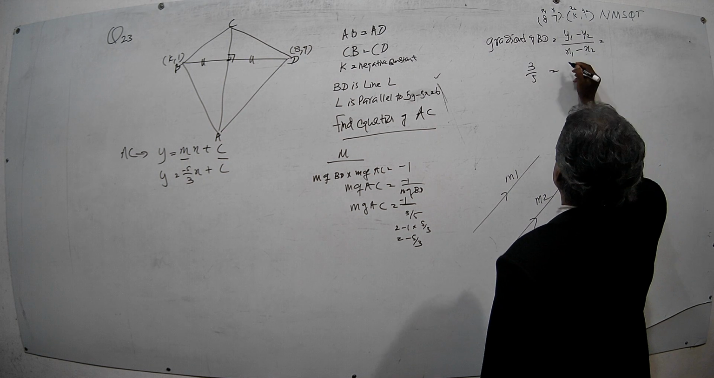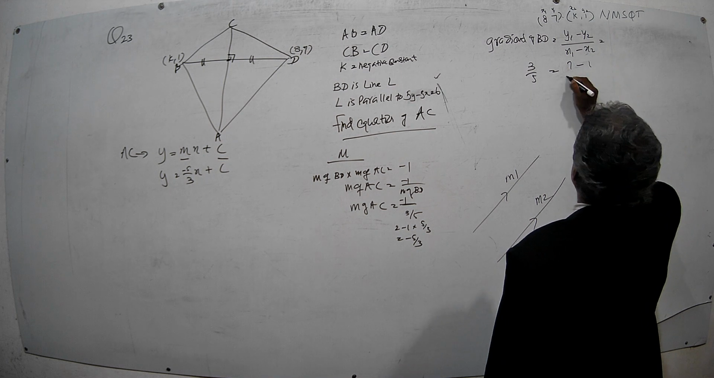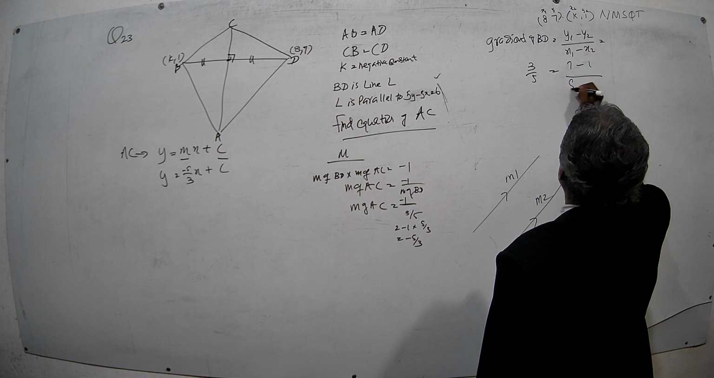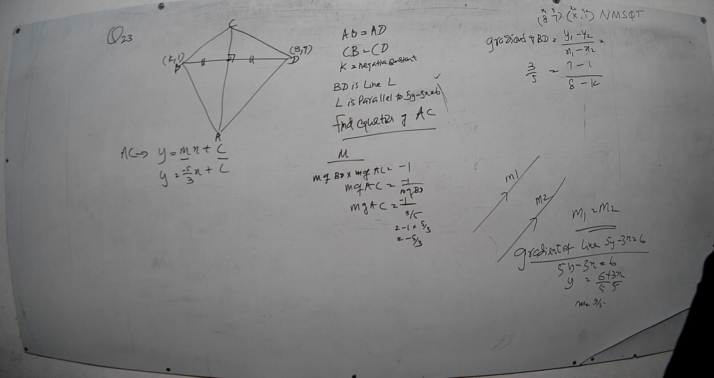So y1 is 1 and y2 is 7, so 1 minus 7 over x1, which is 8, minus that one, which is k. Okay, like that.